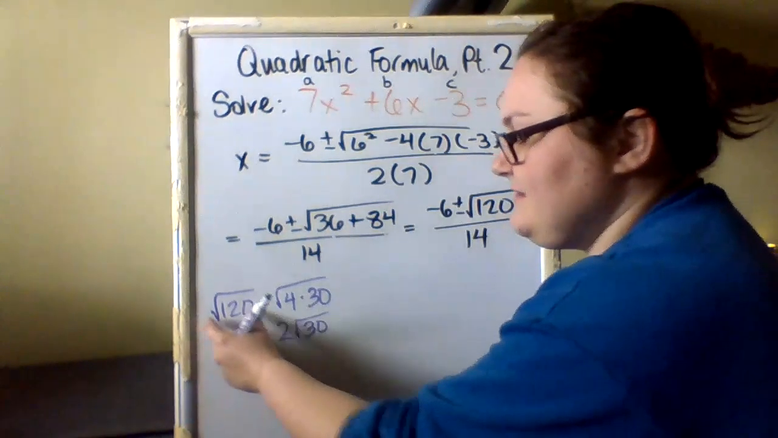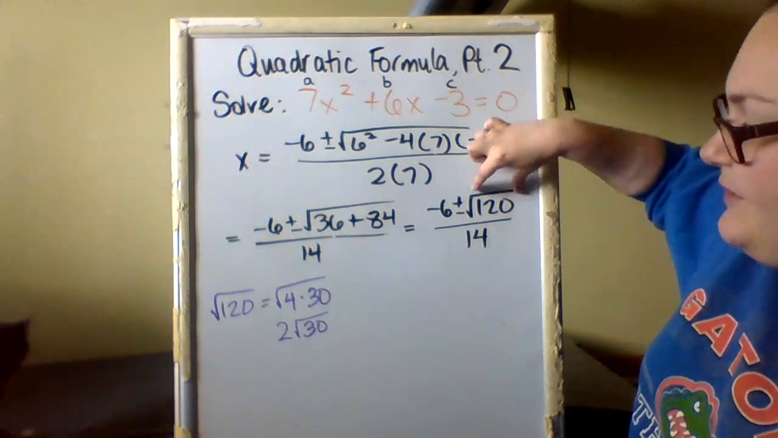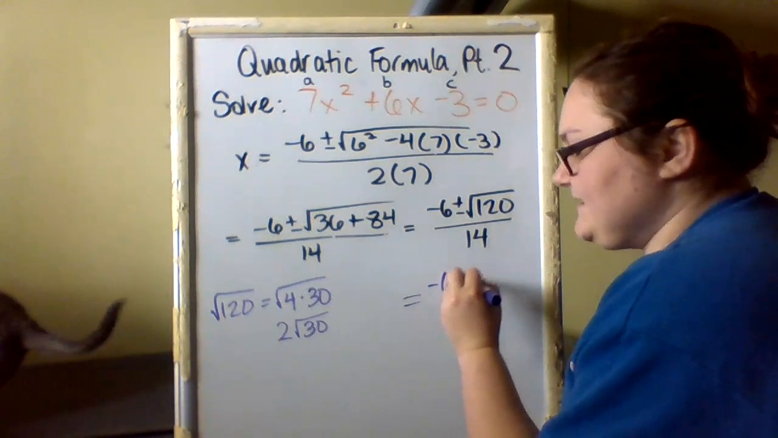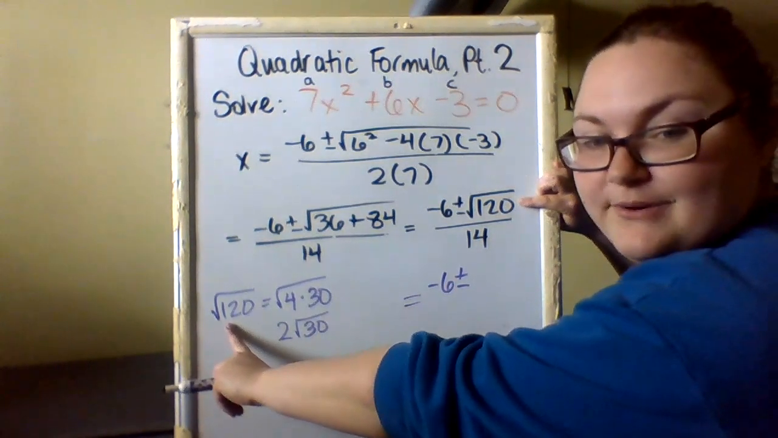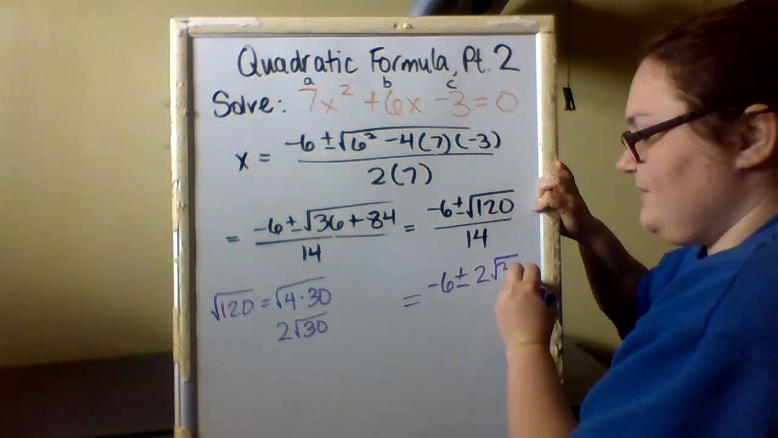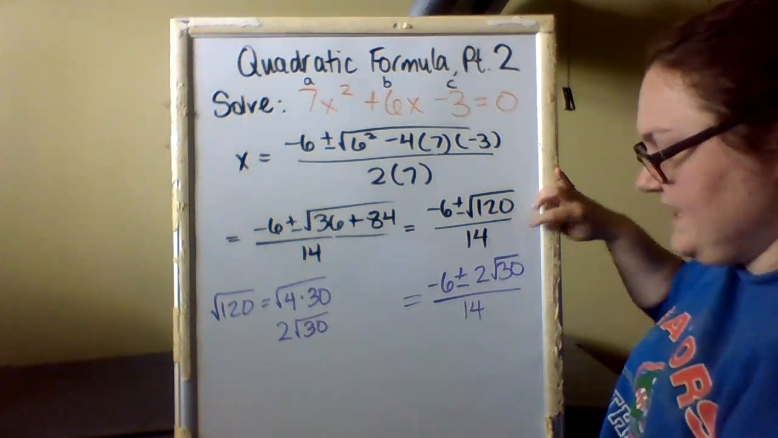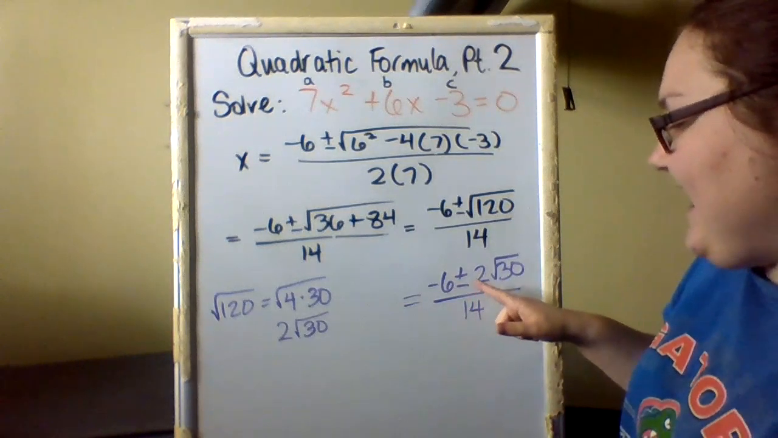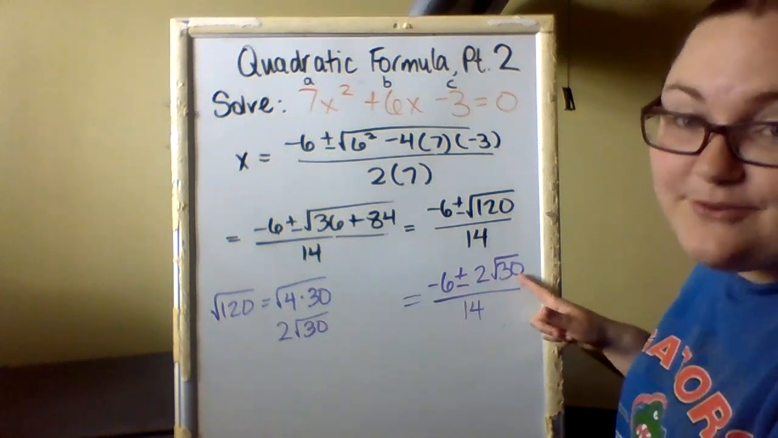What I've done, now that I've simplified the square root of 120, is I can go ahead and replace that here. So I'm going to say negative 6 plus or minus, instead of saying the square root of 120, I'm going to write 2 square root of 30, and it's still over 14. Now, just like in that first problem, I can't add or subtract these because you've got a number and a square root.